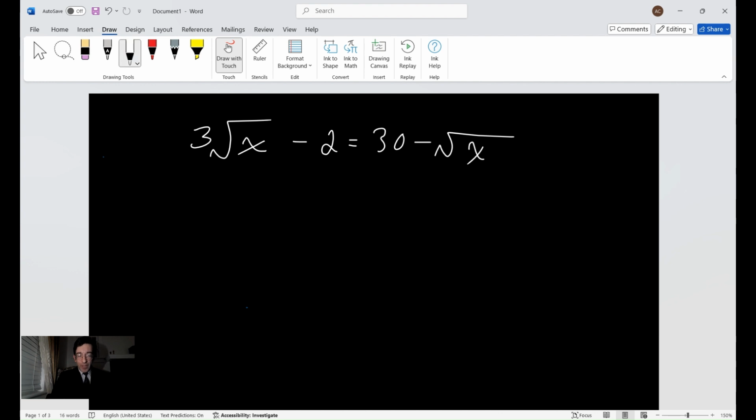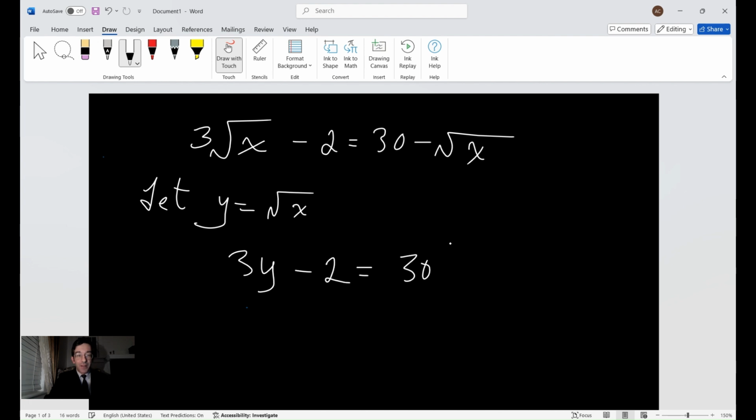And what we'll do is, this time we're going to let y equal radical x. And something magical is going to happen. Let y equal radical x. And what that lets you do is, every time you see a radical x, you substitute it with a y. So now your equation looks as follows: 3y minus 2 equals 30 minus y. Isn't that beautiful?